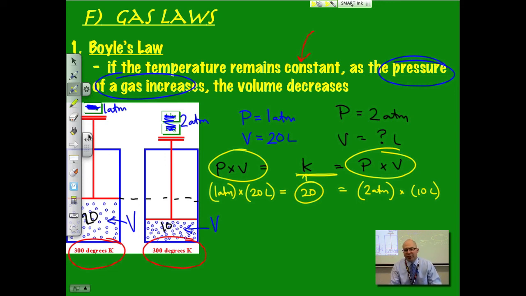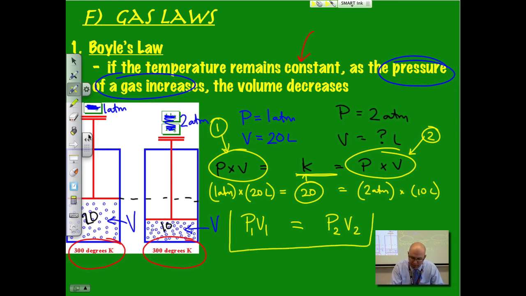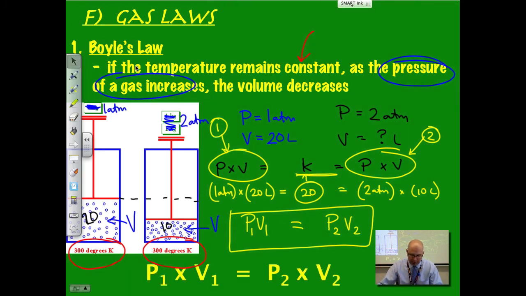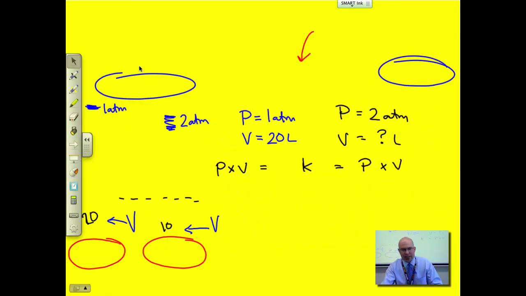So basically I've shown it as a constant, but really the formula could be looked at as P1 V1, the first situation, if we call this 1, is equal to P2 times V2, the second situation. Of course, P1 times V1 equals P2 times V2. So this right here is Boyle's law: pressure times volume equals pressure times volume. All right, so let's see what we have here. I put it down there, and let's leave that at that for now.